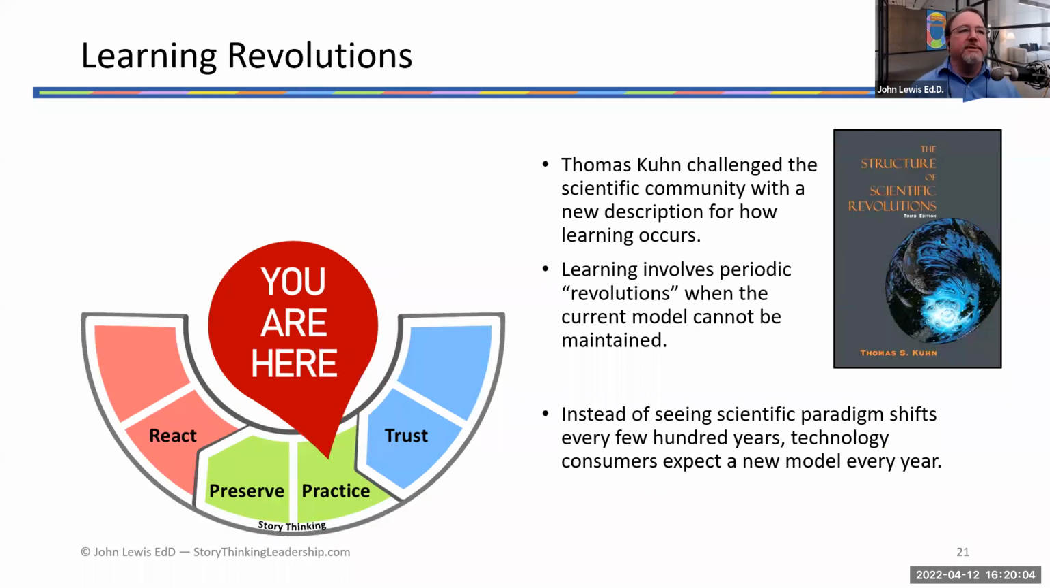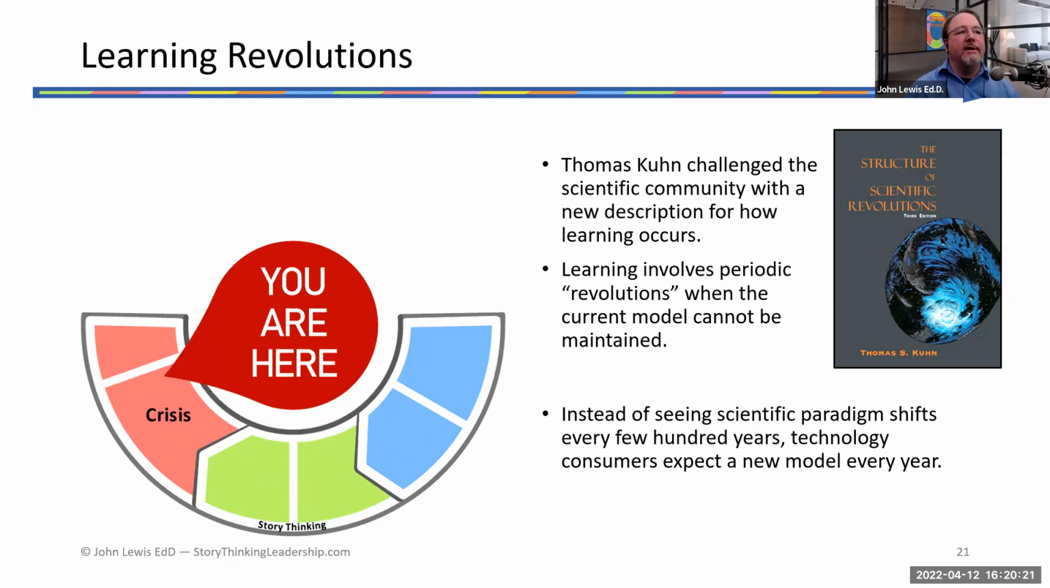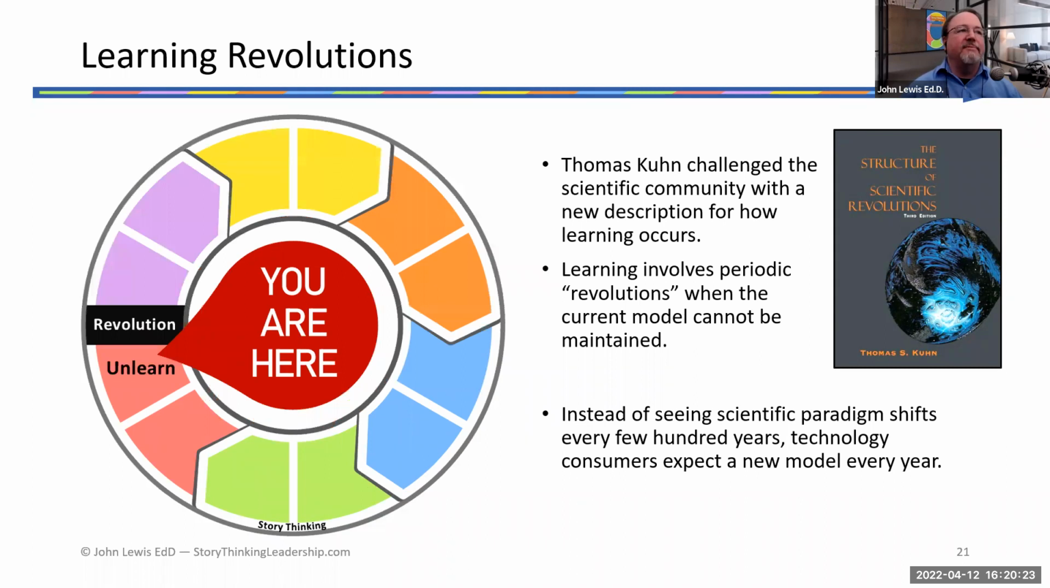So Thomas Kuhn looked at the same type of thing as he wrote The Structure of Scientific Revolutions. We can trust what we were told, what we confirmed, and now we'll just believe that. We'll practice it, react. Okay, something's not working, try rebooting. We'll go back and practice it. And at some point, it begins not to work. And we have a crisis moment. We have to start to unlearn.